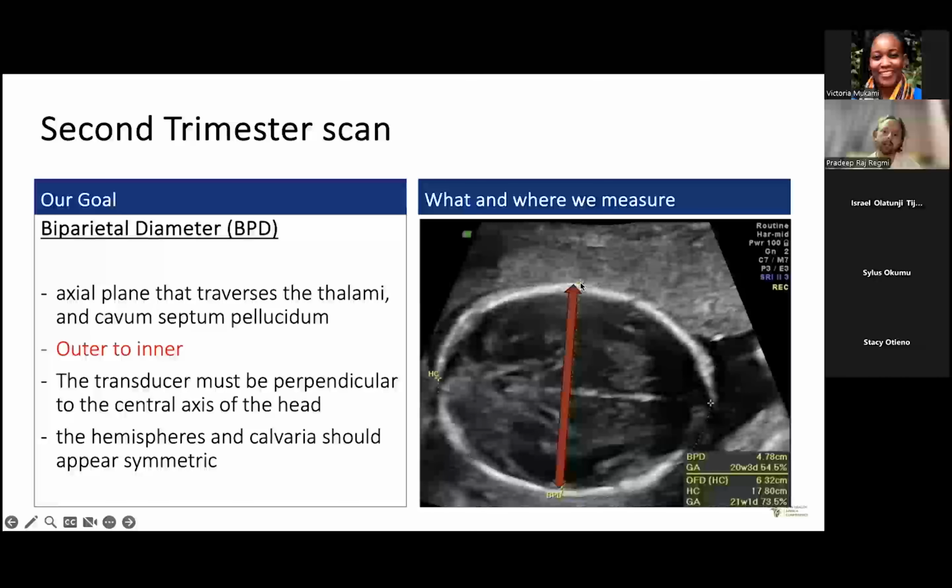Biparietal diameter we measure from outer to inner on the other side, in the axial plane, which must have the thalamus and septum pellucidum like a bow arrow. At this landmark, we usually measure biparietal diameter, and these two hemispheres should be symmetric. In this case, it is 4.7 centimeters corresponding to 20 plus 3 weeks. It is the automated measurement we get from the Hadlock method in the application installed in the ultrasound machine.